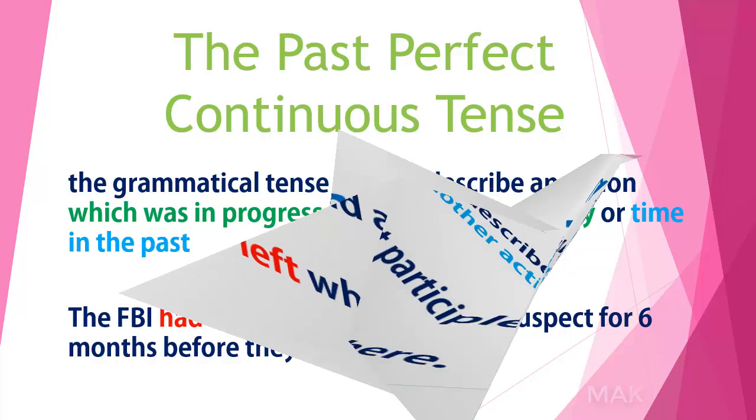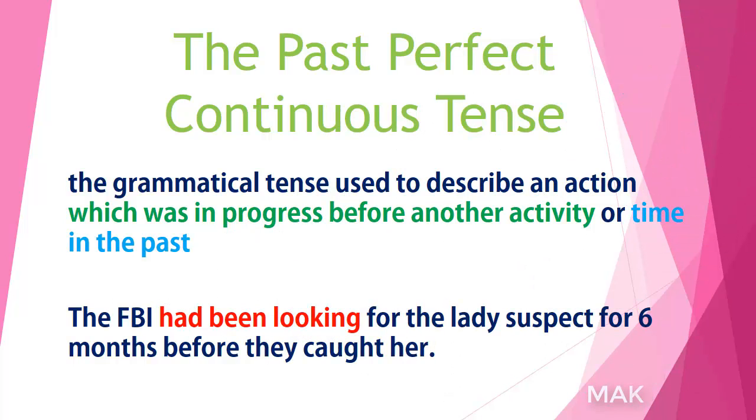The past perfect continuous tense: the grammatical tense used to describe an action which was in progress before another activity or time in the past. The FBI had been looking for the lady suspect for 6 months before they caught her is an example of the past perfect continuous.